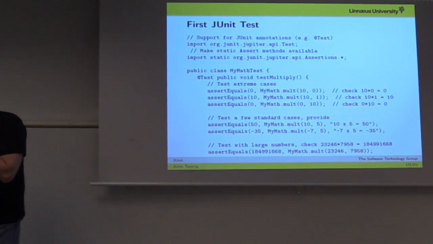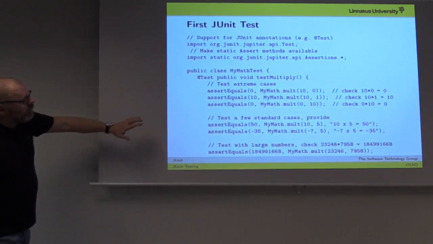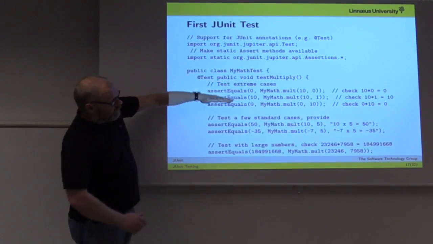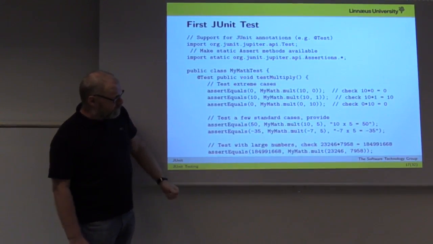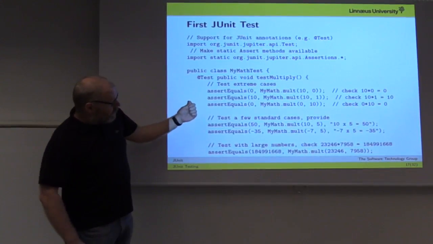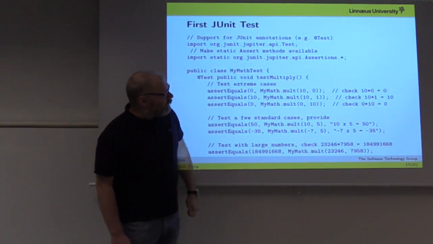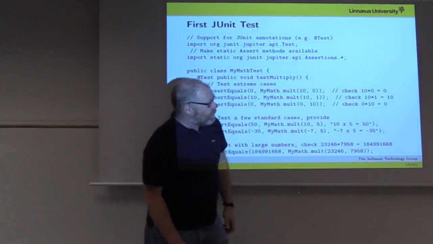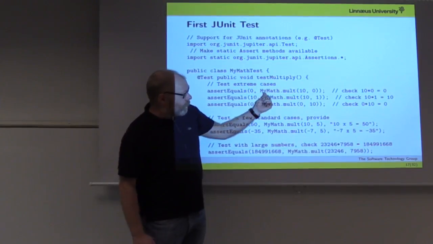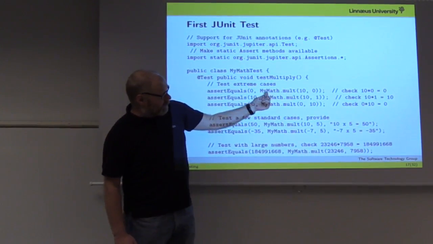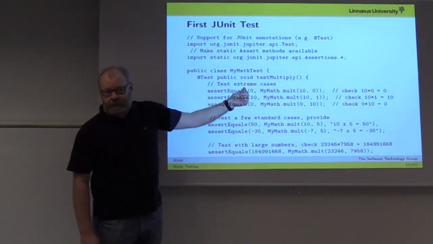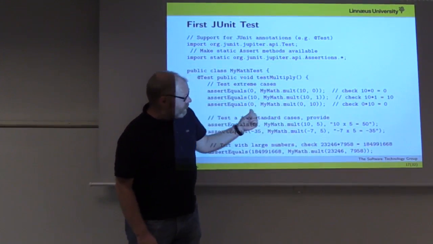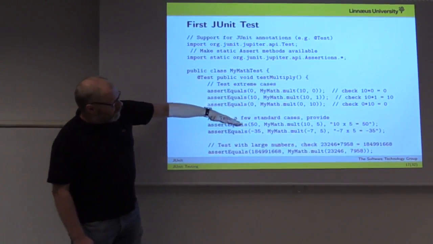It is a Java program. It is a public class, my test, and then we have the test method here that is testing my static multiplication method. So here I am testing the multiplication, the extreme cases. I'm checking that 10 times 0 is 0, so I'm performing the multiplication here, and this is the known result, 0. Assert equals 10 equals 10 times 1, and I have a number of these assert equals.